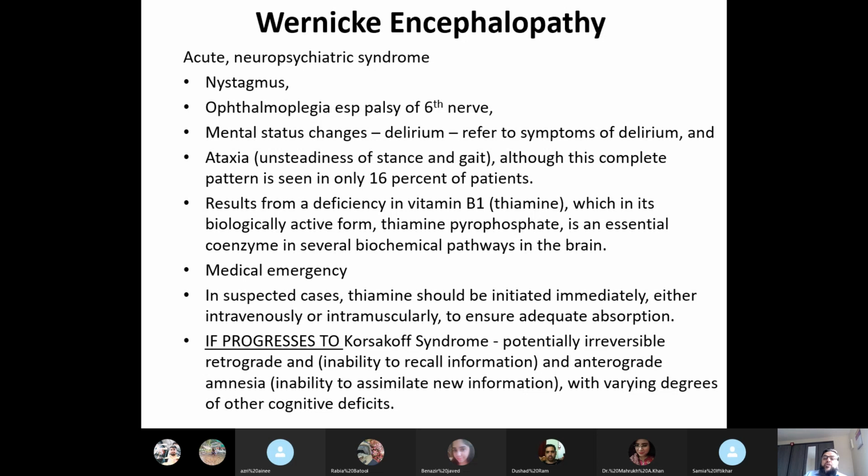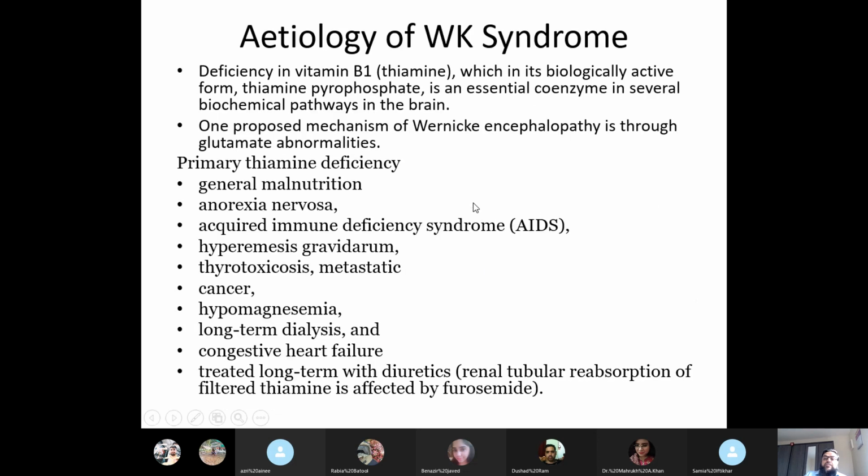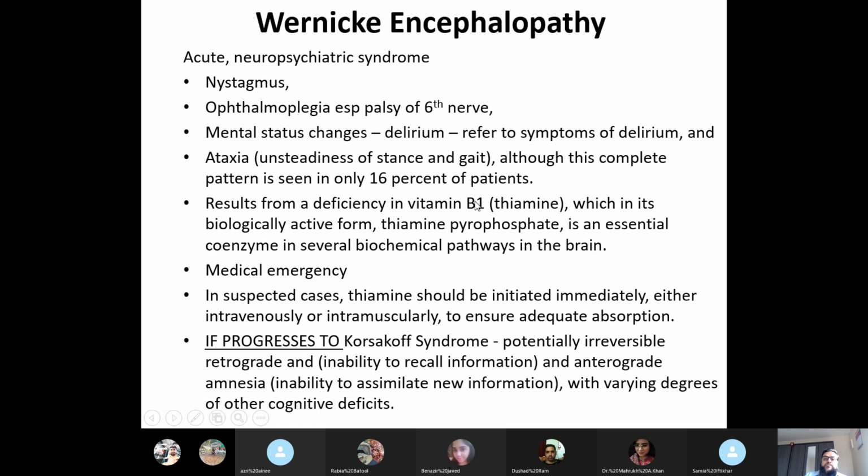And now the pathophysiology. It results from a deficiency in vitamin B1, which is thiamine, which in its biologically active form is thiamine pyrophosphate. So it is thiamine pyrophosphate, the biologically active form of vitamin B1 or thiamine. It is an essential coenzyme in several biochemical pathways of the brain.